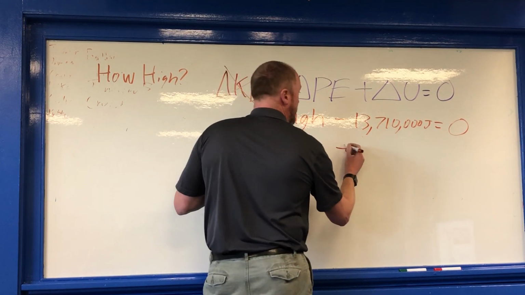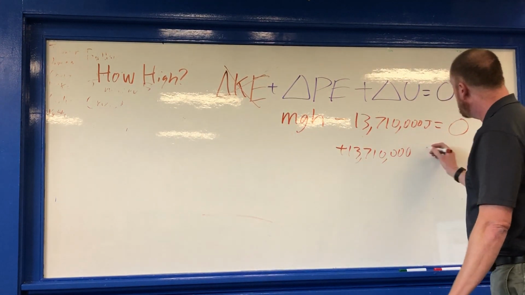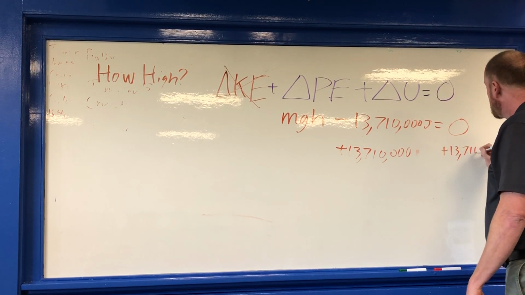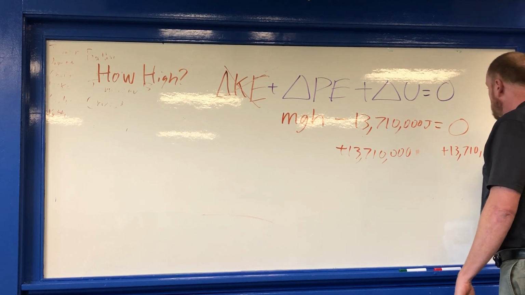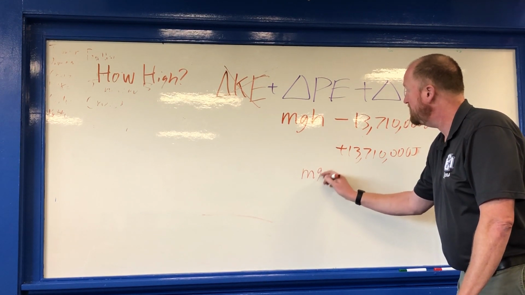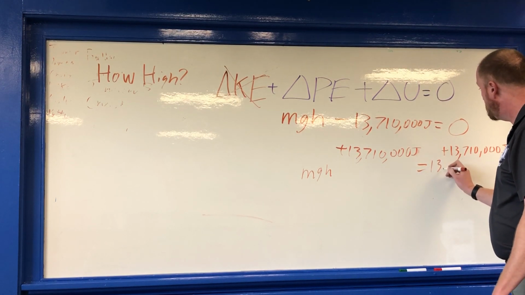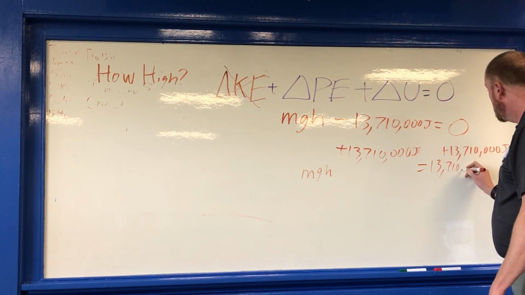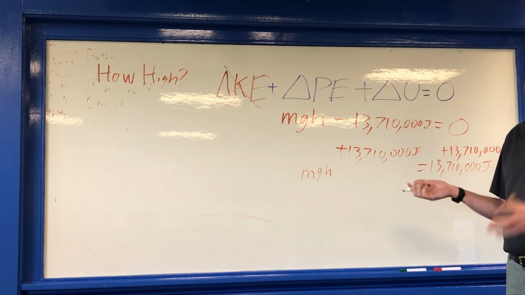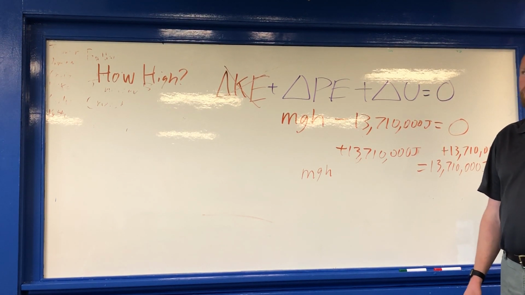Now, add 13,710,000 to both sides. And over here, 13,710,000 joules, and you get an ounce. But that's good, because I need to do some writing. mgh now equals 13,710,000 joules. Now, you might say, well, are they seriously going to waste my time with this? I got no time for this.